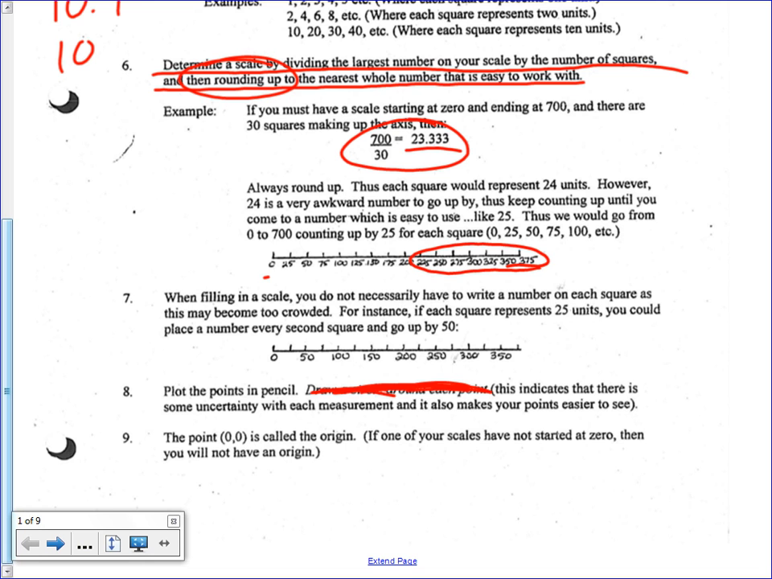Number 9 there, the point 0, 0 has that special name. The point 0, 0 is called the origin. If one of your scales does not start at 0, then you will not have an origin. How often do you start a graph not at the origin? Never. You should always have the origin on there. You have the origin, and then you do what MJ was saying: you put that little squiggly thing to indicate that there's a break in the axis. But you should always have the origin on your graph. Questions there for the construction of the graph?